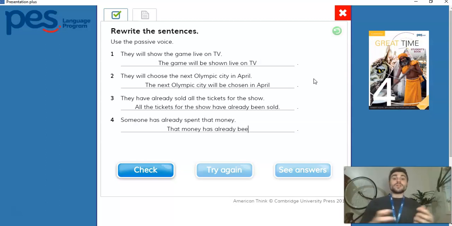Again, now we start the passive. Has already been spent. Okay? We don't need to say who spent the money. We don't need to say that money has already been spent by someone. You can say that, but you don't need to. Okay? So let's check our sentences.